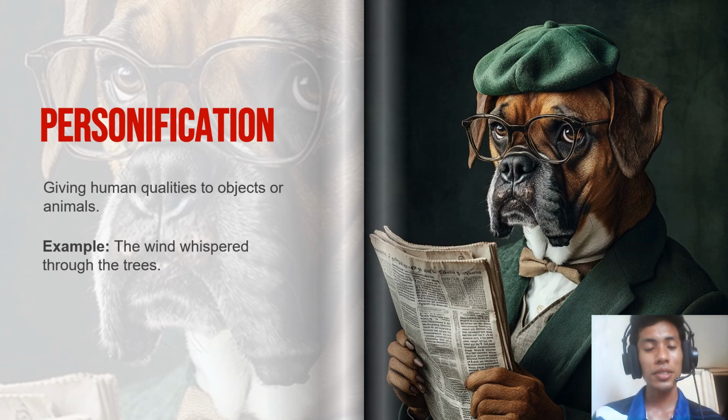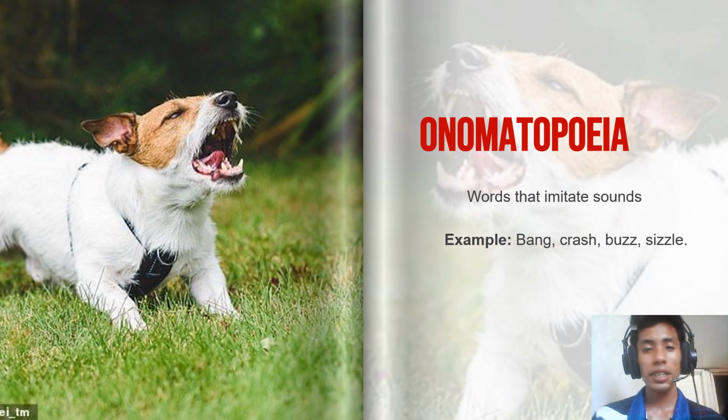Okay, now let's proceed to the next figure of speech, which is onomatopoeia. Onomatopoeia are words that imitate sounds. Example: bang, crash, buzz, and sizzle.